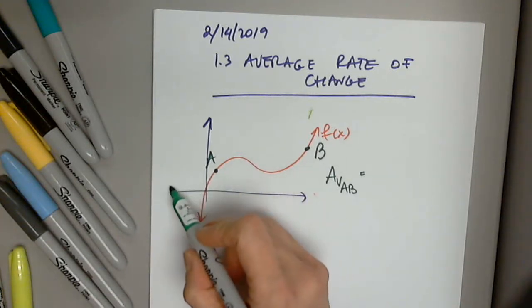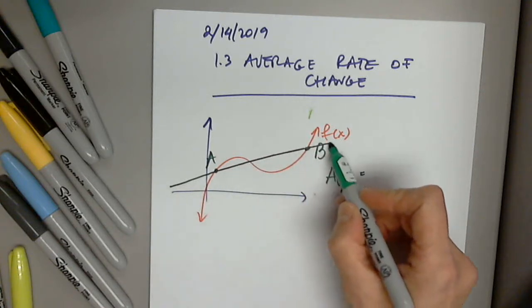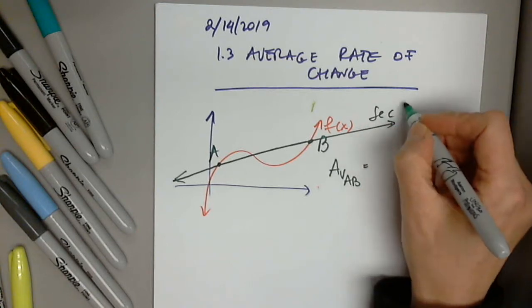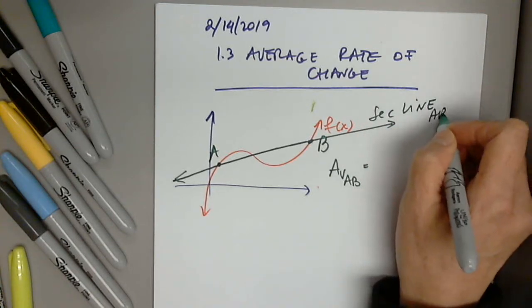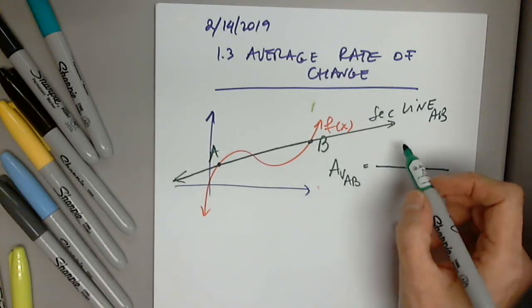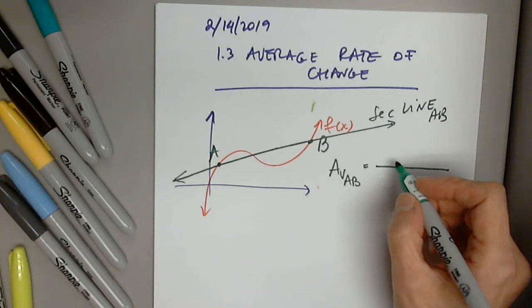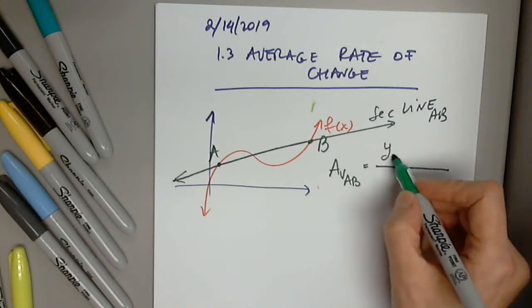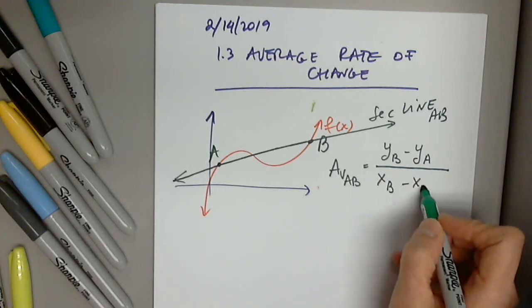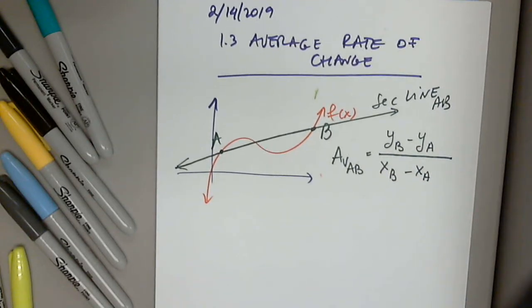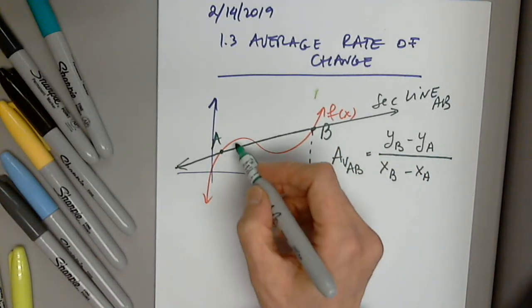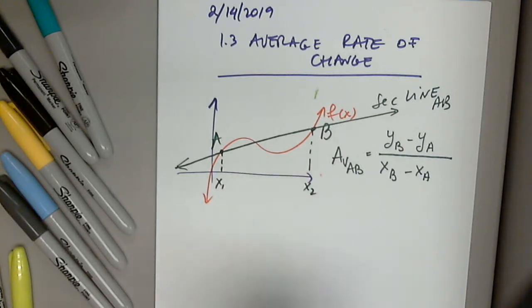All I have to do is draw what we call the secant line, a line that crosses the graph in those two points. Secant line AB. And all I have to do is find the slope. Very good. So y of b minus y of a over x of b minus x of a. We don't really write it like that. I would like you to call them x1 and x2.